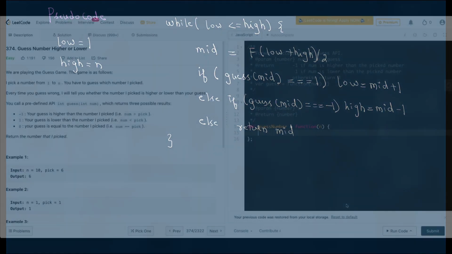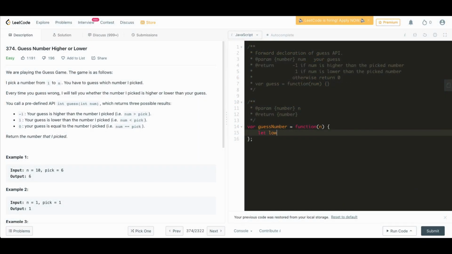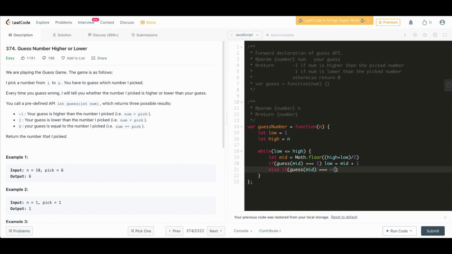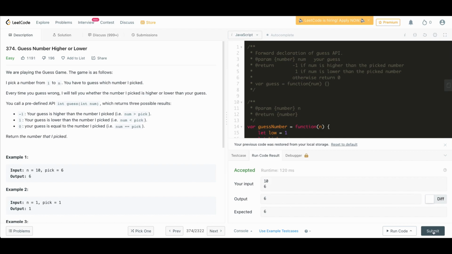Let's code this on Leetcode. Okay, so we are back on Leetcode. Let's take low equal to 1 and high equal to n. While low is less than or equal to high, we find the mid, Math.floor of high plus low by 2. If guess of mid is equal to 1, we update our low to mid plus 1. If guess of mid is equal to -1, then we update the high pointer to mid minus 1. By doing this if and else-if, we narrow down and find the pick. At that point, we return the mid, and that would be our pick. Let's run the code. It's accepted. We'll try submitting it, and it got submitted.